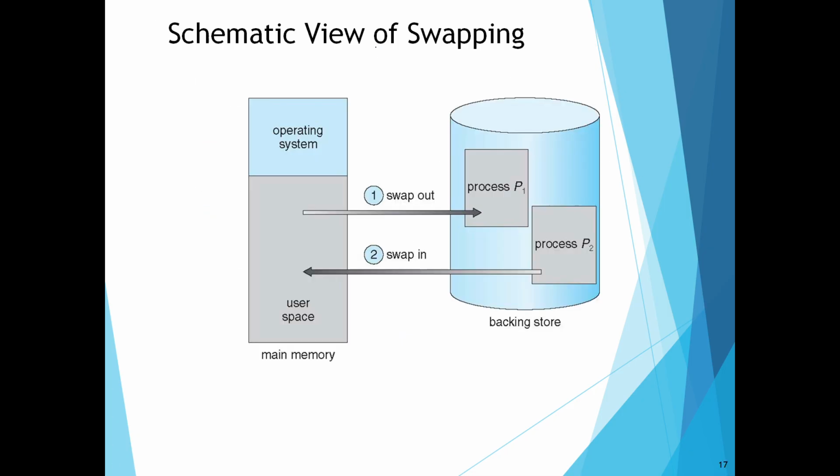This is a schematic view of swapping. Here we have the main memory. In this diagram, I have two processes, P1 and P2. P1 is not necessary, so it is swapped out, and P2 is now necessary, so it is swapped from the backing store into the main memory.